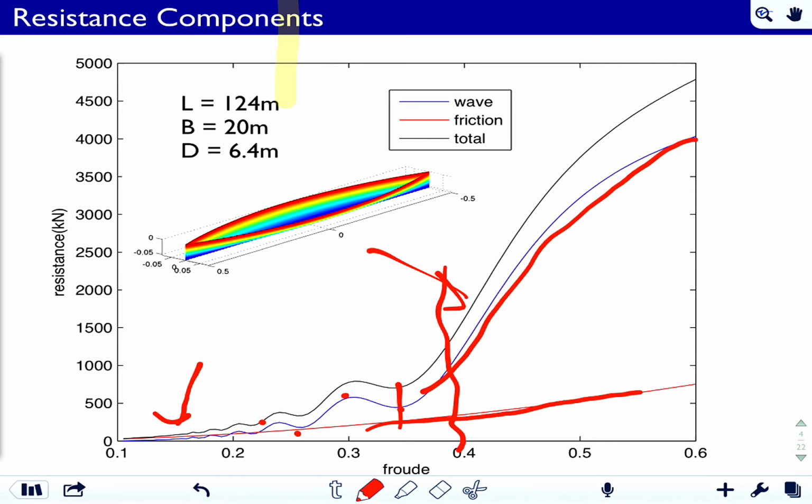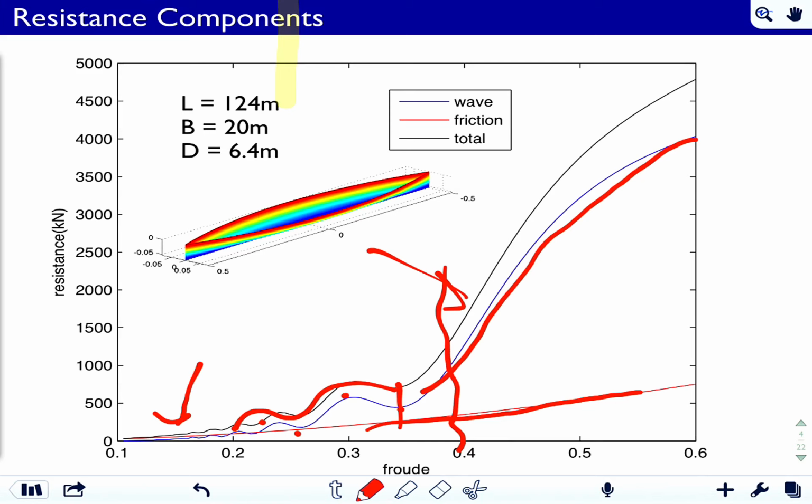So what causes these oscillations? They're unusual in the resistance world. Most often we just see forces on a body simply increase monotonically with increasing speed. That can be lift or drag, or torques, moments.